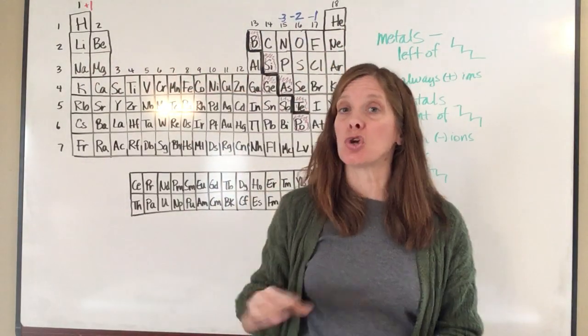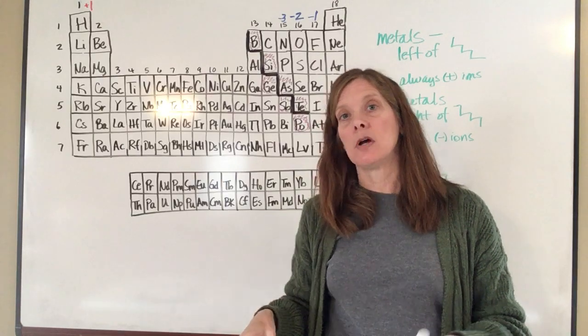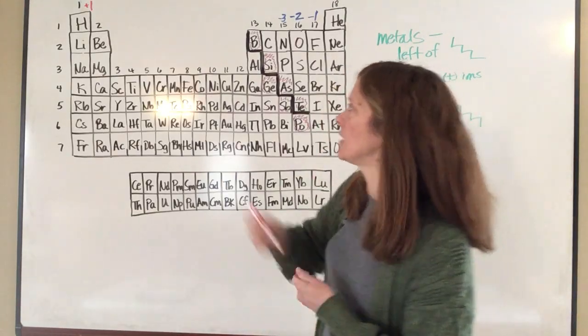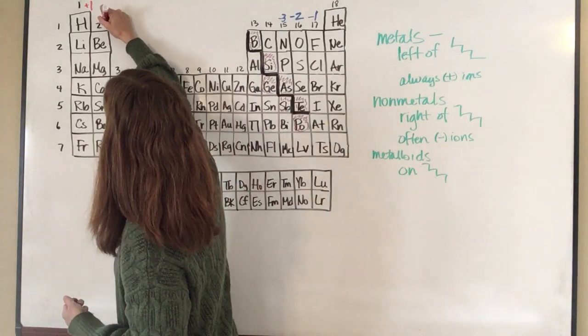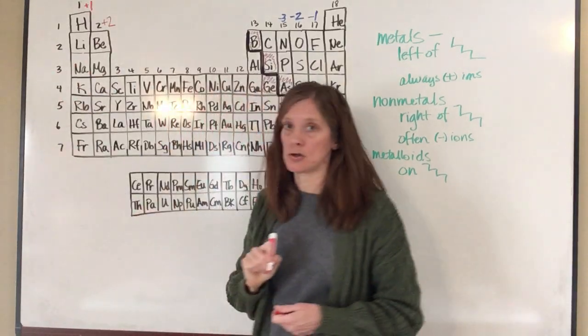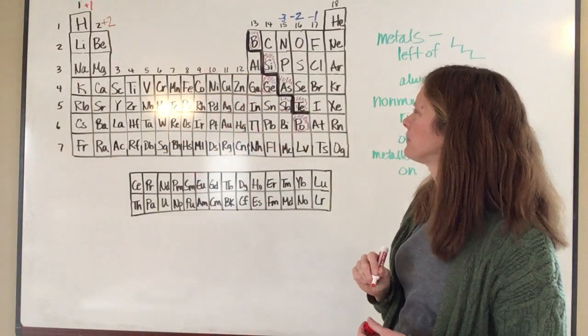When they lose 2 electrons, that means they have 2 more protons than they do electrons, and so that will give them a +2 charge when they become an ion. Okay?